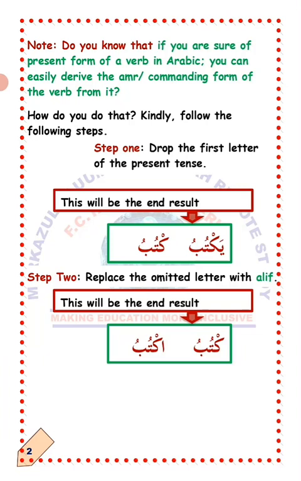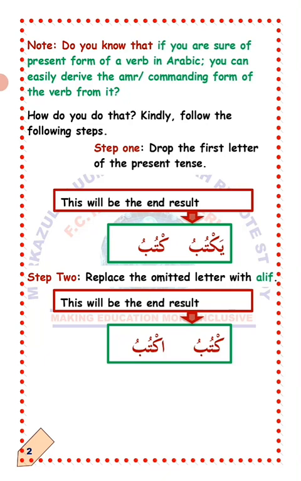If the third letter is carrying fatha, read the alif with kasra. If the third letter is carrying kasra, you give alif a kasra. And if the third letter is carrying damma, you give the alif a damma. I repeat: give alif a kasra if the third letter is carrying fatha or kasra, and give the alif a damma if the third letter is carrying damma.